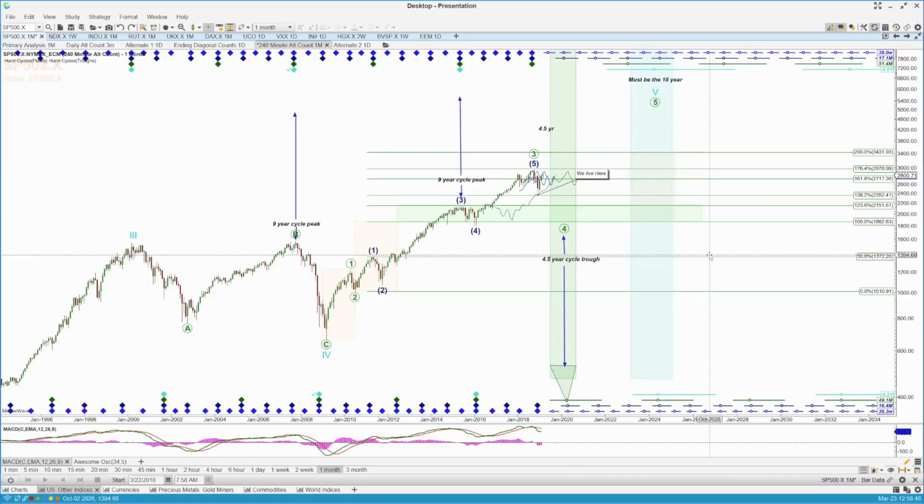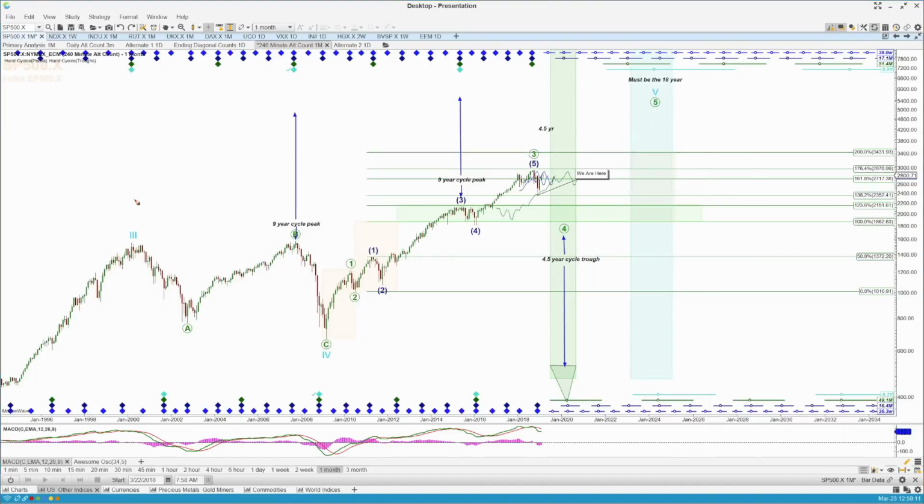Okay, so this is our long-term monthly chart of the S&P 500 index. And I want to go through this piece by piece because within it, it provides all of the details of the methodology that we use to analyze the markets. So let's start off with the roadmap.